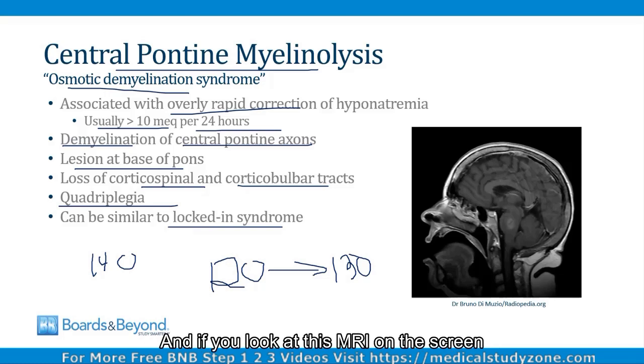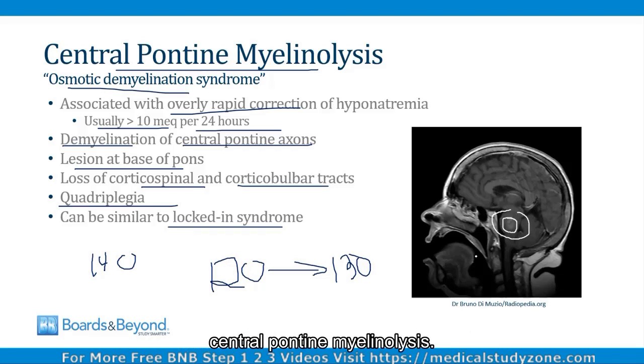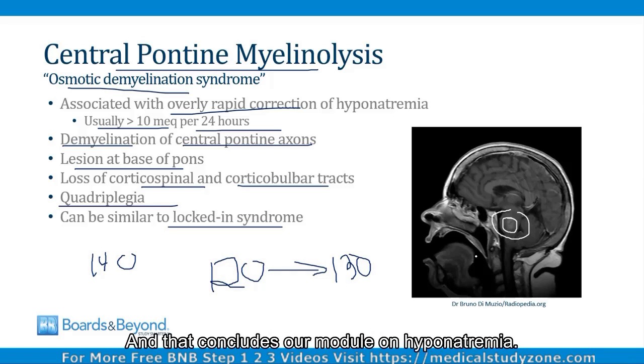And if you look at this MRI on the screen, this is the pons here, and you can see this white area in the middle of the pons. That's what happens when patients develop central pontine myelinolysis. This is a life-threatening condition, and for this reason we never correct hyponatremia too rapidly. And that concludes our module on hyponatremia.